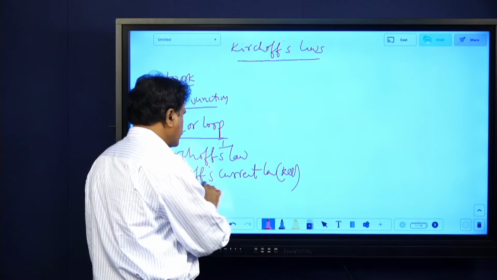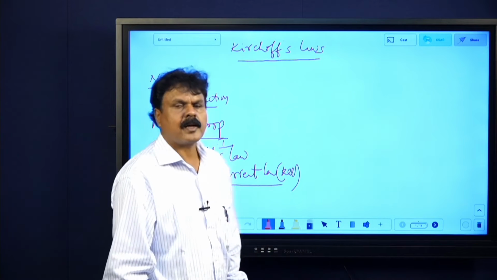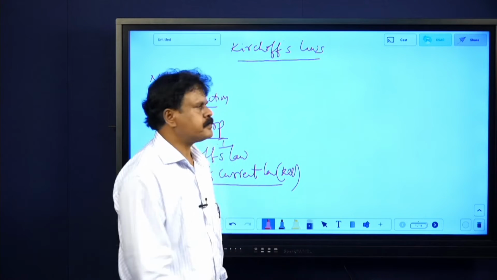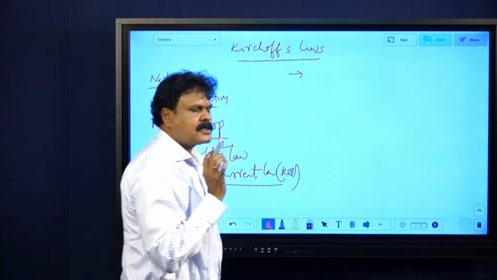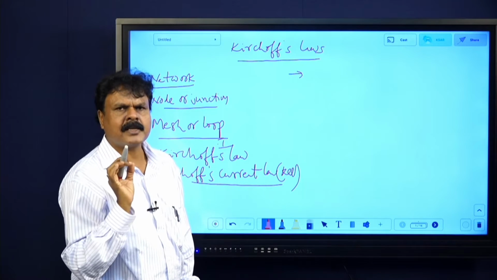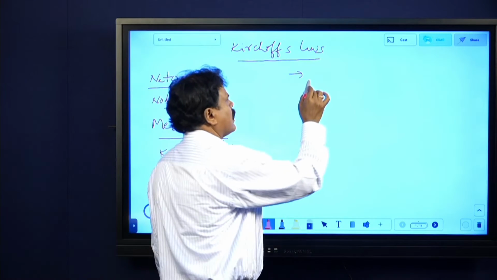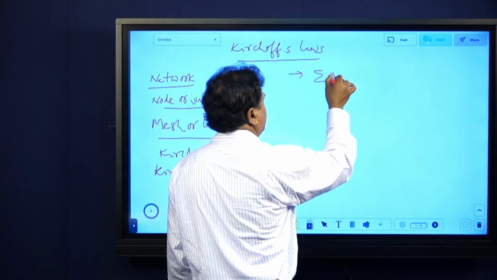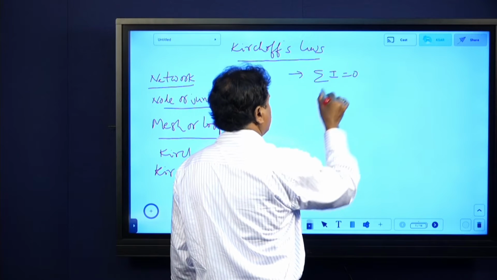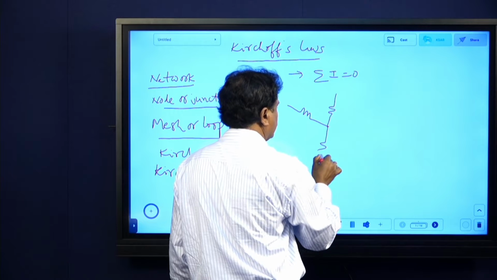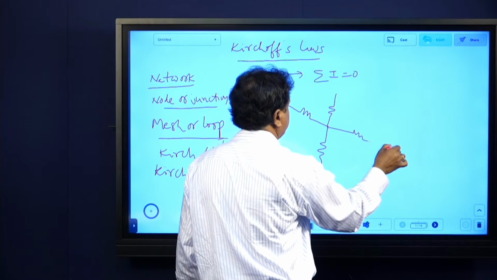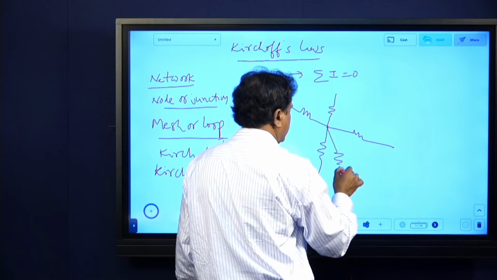This is like: the algebraic sum of the currents meeting at a point is always equal to 0. See, just a statement. Algebraic sum of the currents meeting at a point is equal to 0. That is sigma I equals 0. For this explanation, if you want, take one network just like this. You take a few things like this. Let me say one more I am putting here.